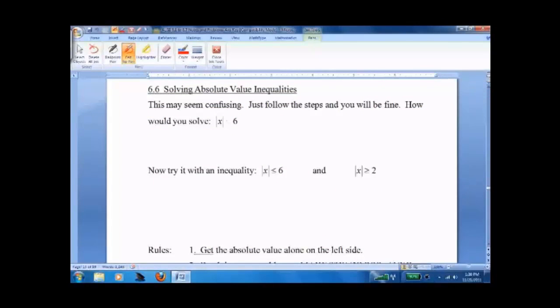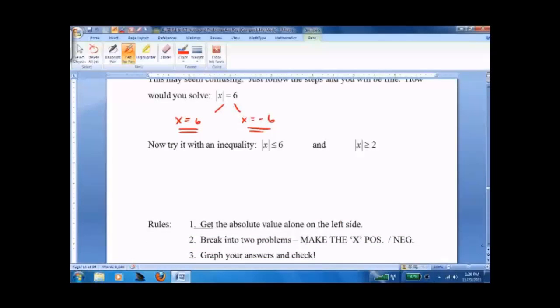Now the tricky ones. We just did this one. Absolute value of x equals 6. Broke it. X equals 6. X equals negative 6. Done. Now the hard part, doing it with an inequality. Very tricky. We'll spend a lot of time in class practicing these. Make sure you know what you're doing.